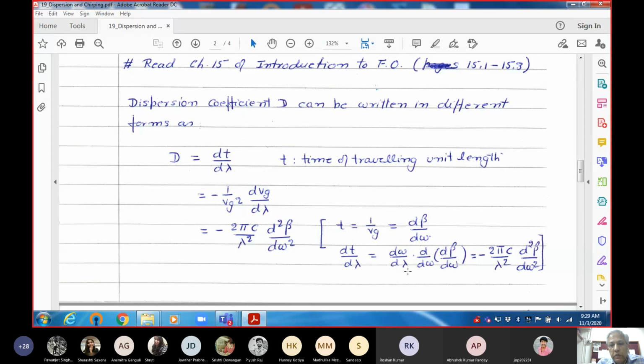So you can write d omega by d lambda into d by d omega of d beta by d omega. And d omega by d lambda, with omega equal to 2 pi c by lambda, is equal to minus 2 pi c by lambda square. So the dispersion coefficient can also be put in terms of d square beta by d omega square, right? Sometimes you know d square beta by d omega square.